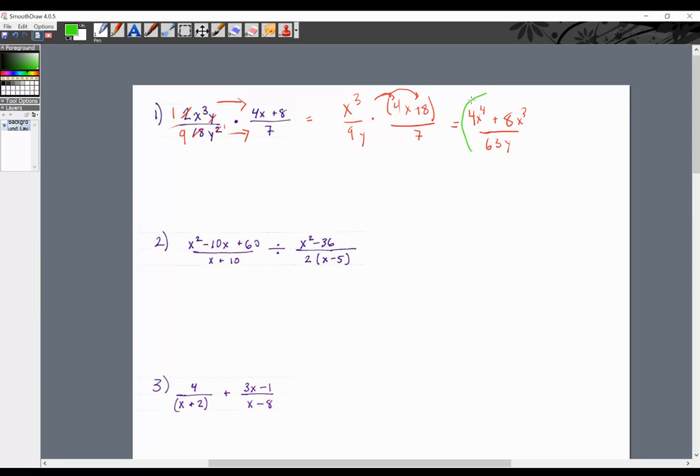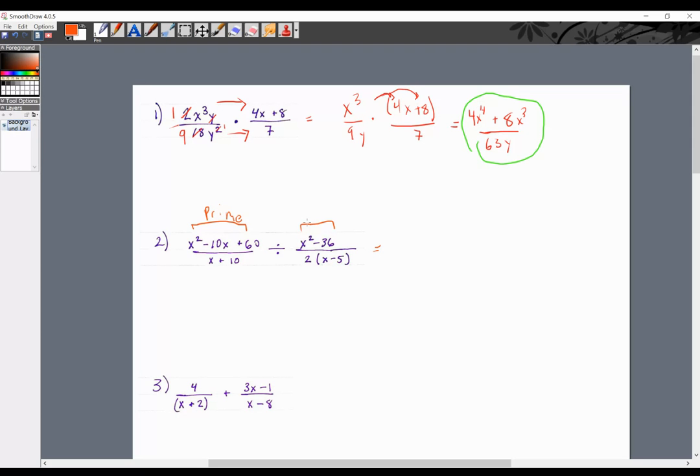So there's my first answer. Okay, looking at number 2, I'm dividing. So first I'm going to see if I can factor anything here. It looks like maybe I can factor the top of this first expression, but this x squared minus 10x plus 60, unfortunately, this is not factorable, so it's prime. So we're just going to leave it.